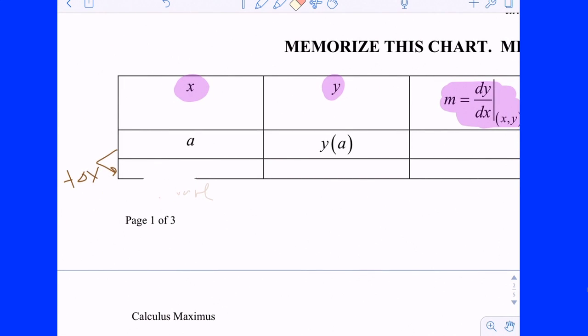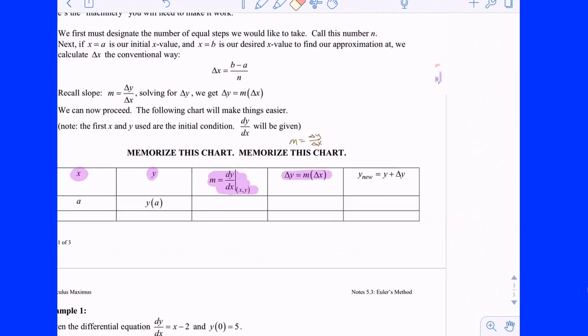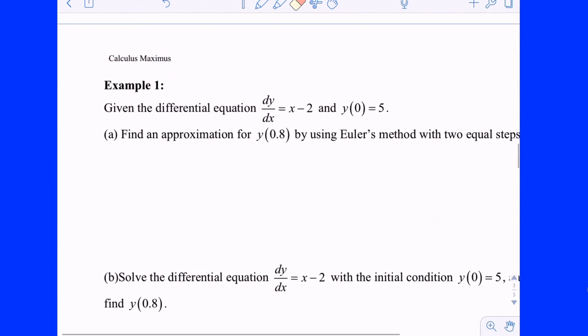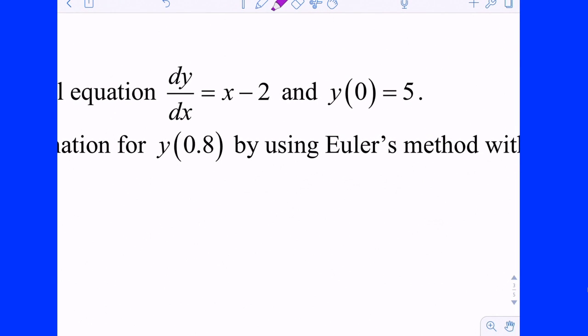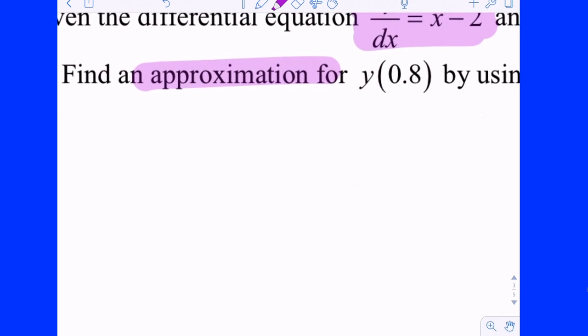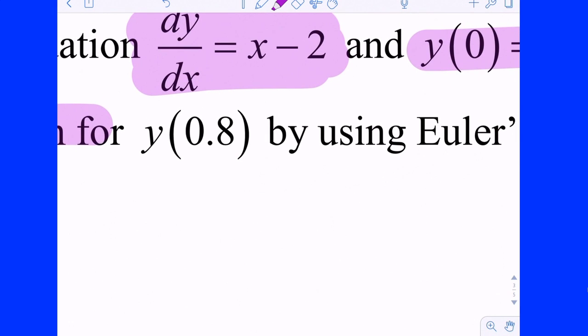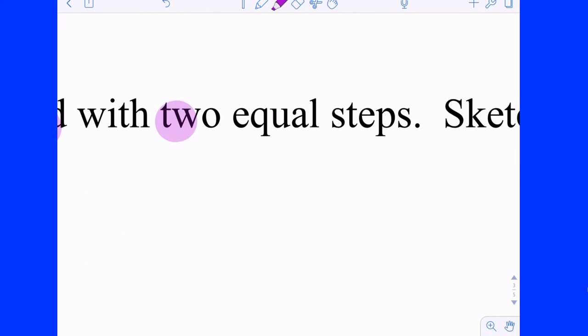So this is actually best illustrated through an actual example. Okay? Let's go ahead and try it out. Given the differential equation dy/dx equals x minus 2, so there's the slope equation. It tells us what the slopes are in any kind of coordinate plane for any value of x. And if we're starting with the point (0, 5), it says find an approximation, there's your squiggle alert, for the function value y at x equals 0.8 by using Euler's method with 2 equal steps.